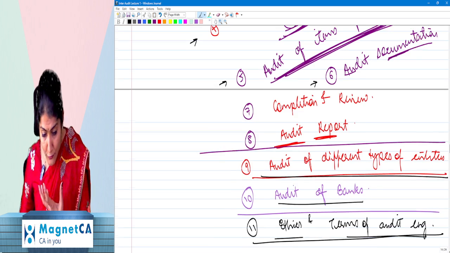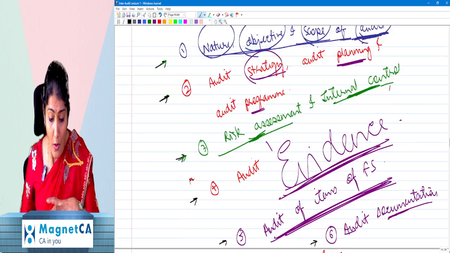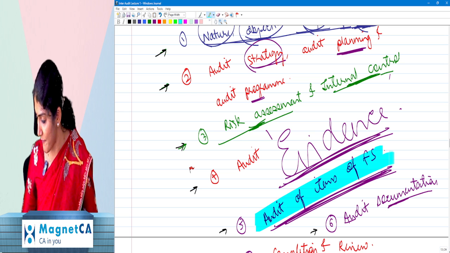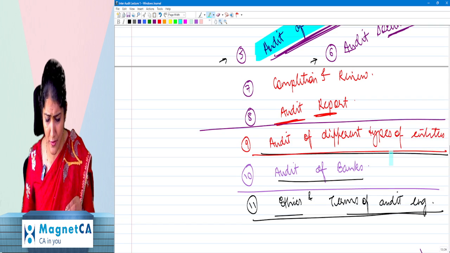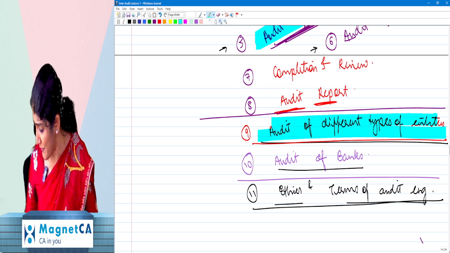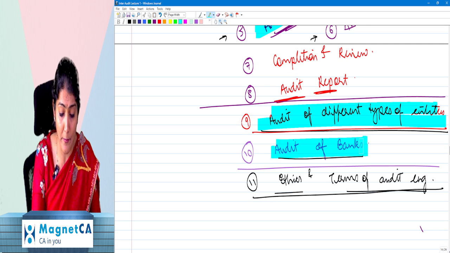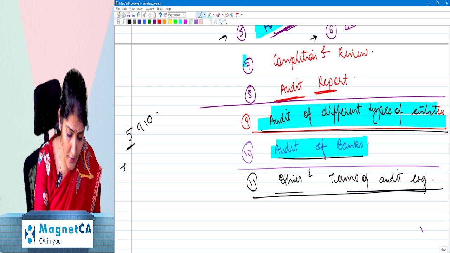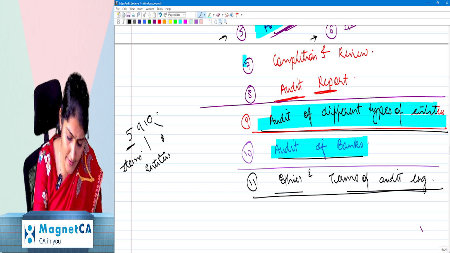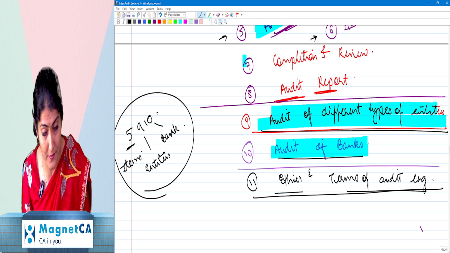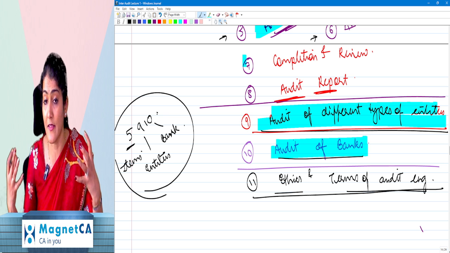Okay, if I want to further classify our syllabus, this chapter number 5, which is the audit of the items of the financial statement, because it is each and every item of the financial statement. Then this is the audit of school, college, hospitals, cinema hall and all of that. And then this is the bank audit. These chapters 5, 9 and 10, we can group together. Understand? Because one is the audit of the items of the financial statement, one is the audit of the different types of entities, and this is also an entity, but a big entity, so they put it under a separate chapter, that is the bank audit.